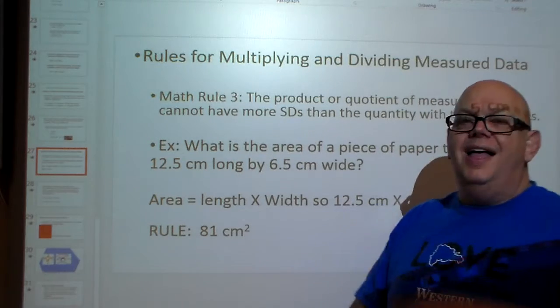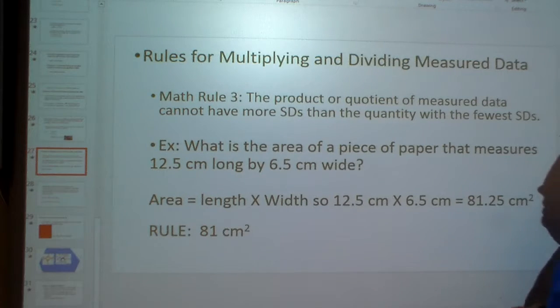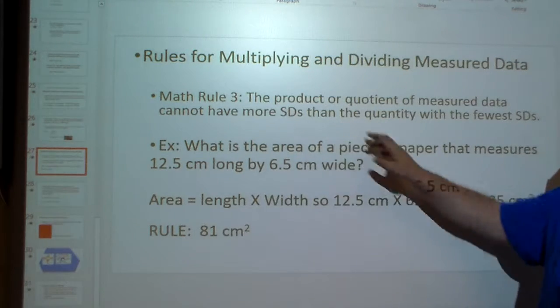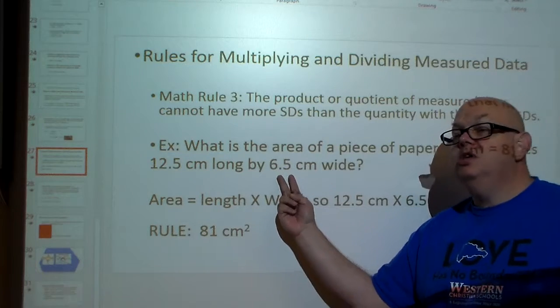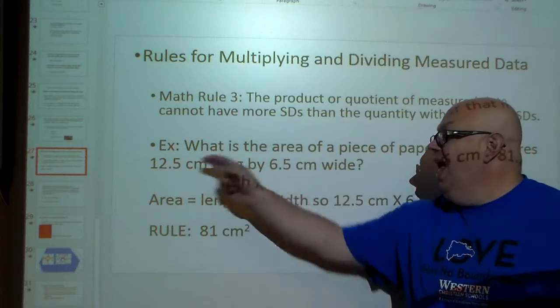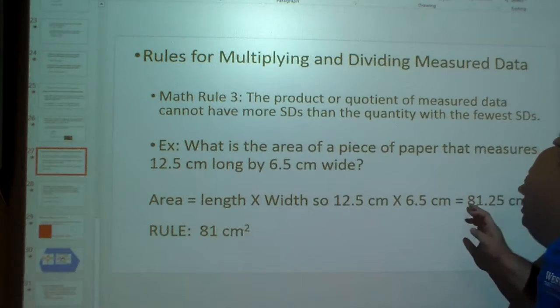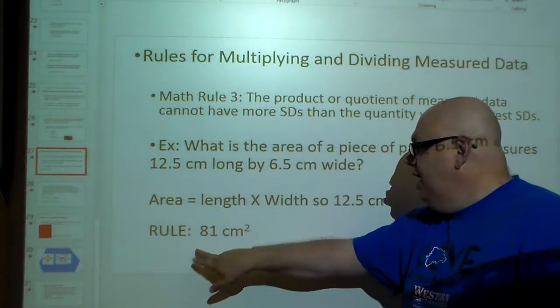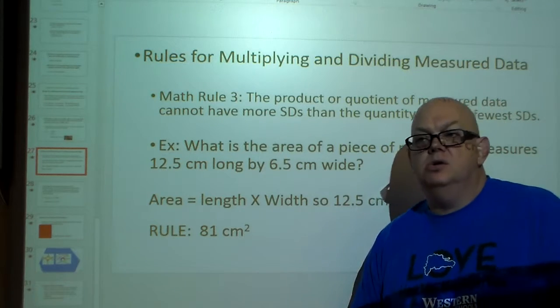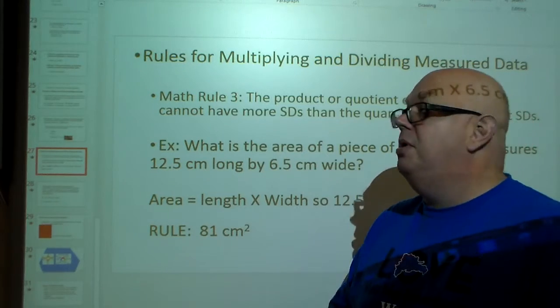Well, we already know the formula. That's not the point. The point is, we understand, yes, we multiply it out. That's what you should do. But when you're finishing your final answer here, we have to go with the smallest number of significant figures or significant digits. It's 2, not 3. So when we go 81.25, we need to take those math rules of rounding and just say, okay, it's 81 square centimeters. We're trying to keep the precision and accuracy there, but remember, in any measurement, there's always going to be uncertainty.